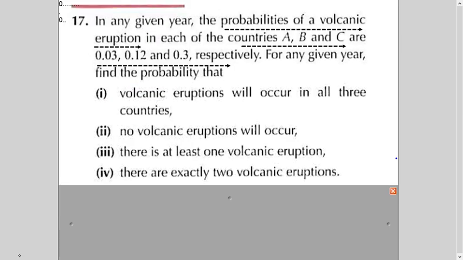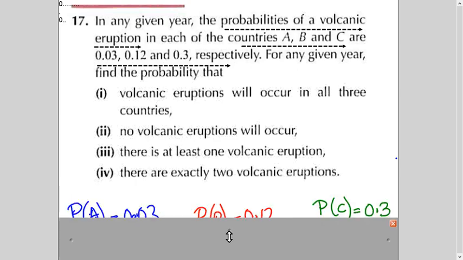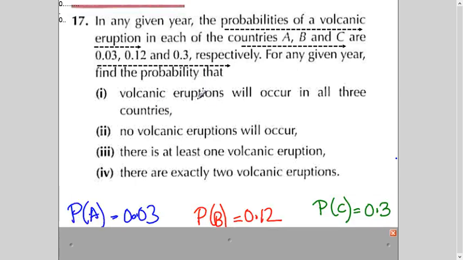Let's see the second question, which is number 17 in the book. This is talking about eruption of volcano in 3 countries. And the probability of eruption is given to you for countries A, B, and C. Now there are 4 parts. Volcanic eruption will occur in all 3 countries. So what does it mean? Before answering this question, I will put it down like this because I will use this information. So probability of eruption in country A, country B, country C.